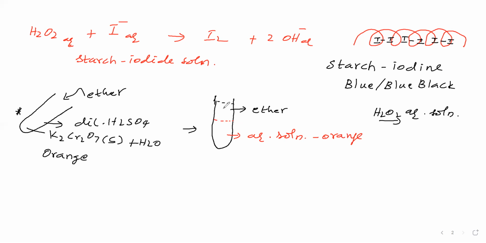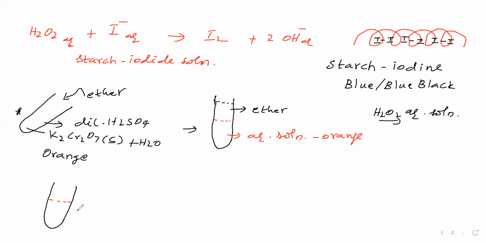Add hydrogen peroxide aqueous solution into the test tube. Shake the contents and leave it. So what will be there? Now, two layers will be there.